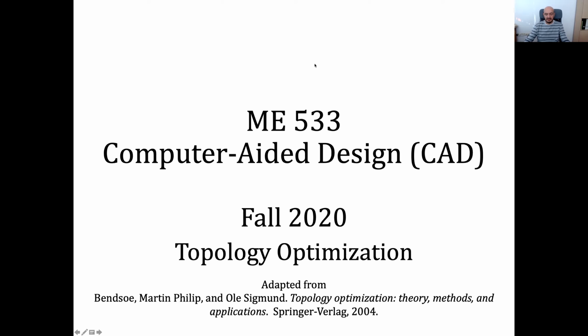Hey, today we will start a new chapter. This is about topology optimization. We will talk about the fundamentals of topology optimization first, and then discuss a specific method of topology optimization, which is abbreviated as SIMP, solid isotropic material with penalization.